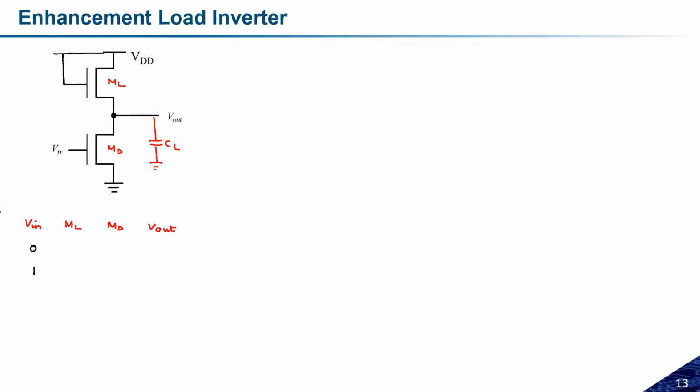Okay, so if the input is equal to 0, this MD will be in off state. And because the gate of this ML, the load transistor, is connected to VDD, it is always in on state. So ML is in on state and MD is in off state. So we will get a path which is something like this. This is the path on which this capacitor will be charged, and the output will be high.